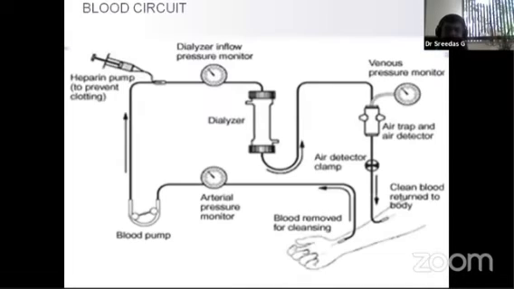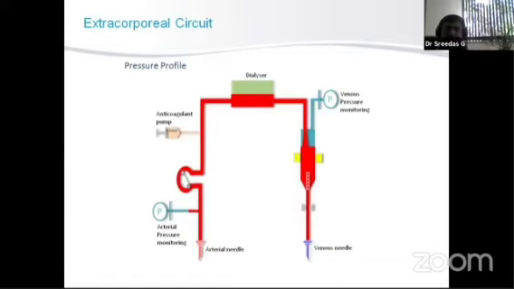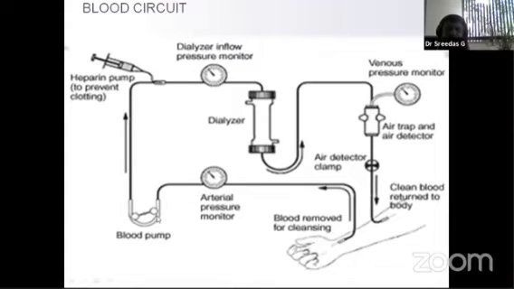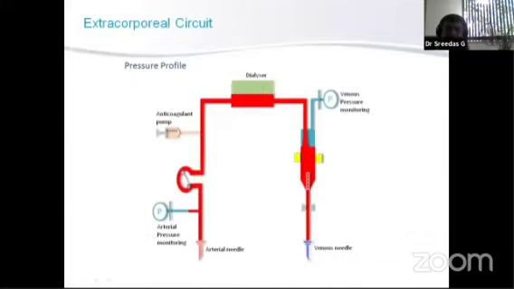So all of us are familiar with this. We don't need to waste time on this. Blood is being sucked and it goes through an arterial pressure monitor, which we rarely use. Then it goes through the blood pump, and then here we have the heparin pump for anticoagulation. Again, another monitor here to measure the pre-dialyzer pressure, which we usually don't do. And then this is the dialyzer, and it comes back through the venous chamber, venous air trap, and then returns back to the patient. So that is very clear and doesn't need any explanation.